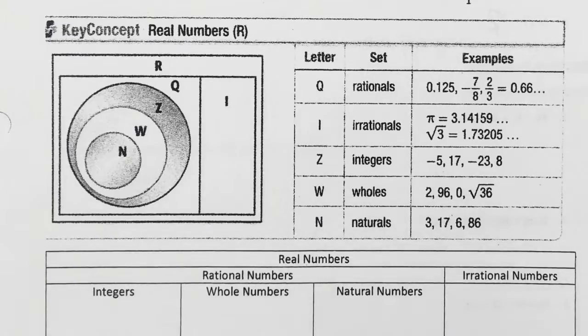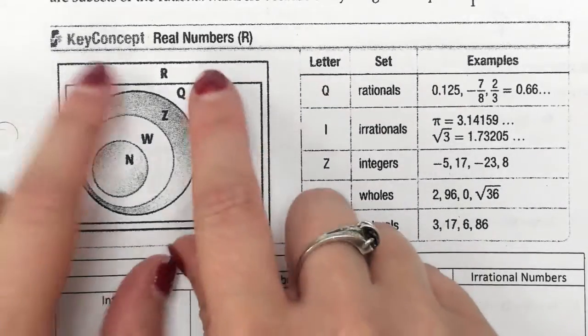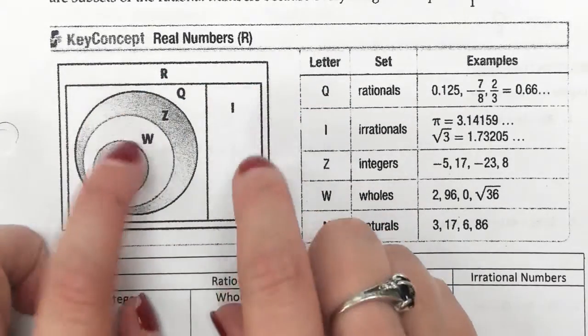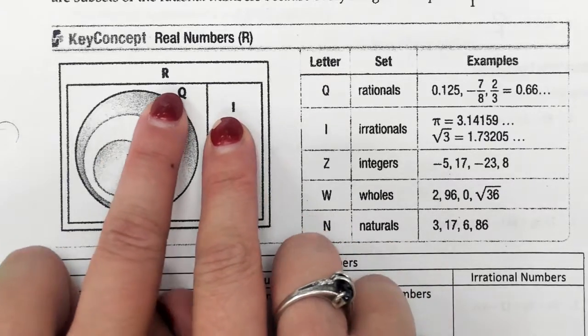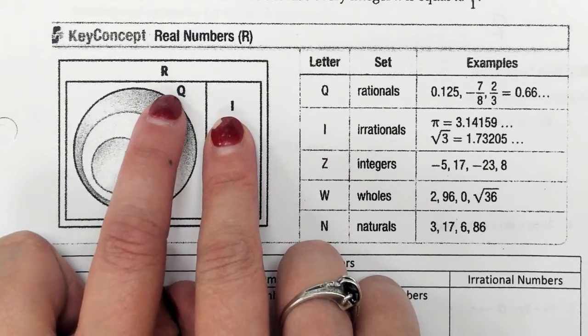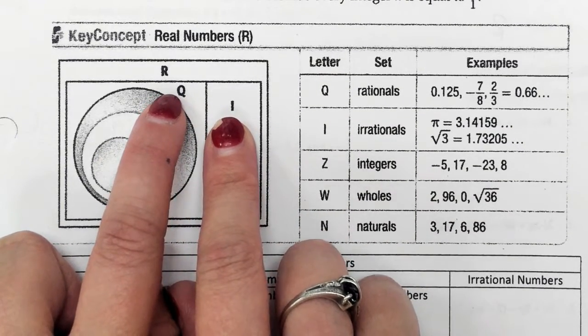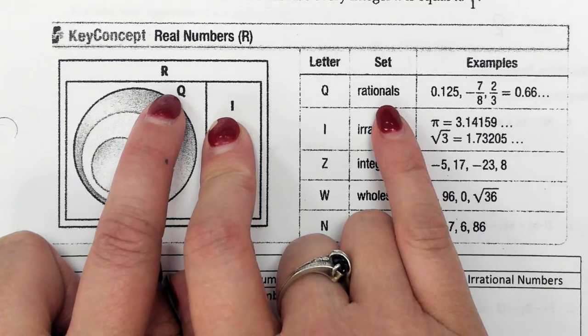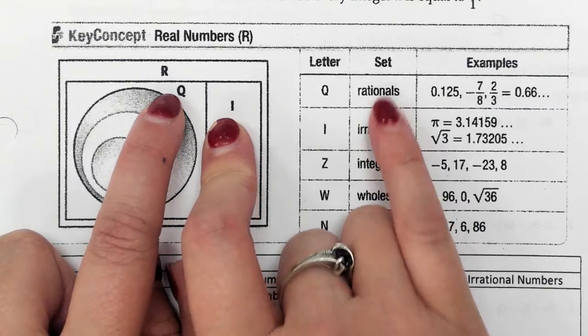All right. Okay, so then the big box gets split into 2 boxes, right? And you have which 2 classifications? Rational and irrational. How'd you know that Q stood for rational? It says it right there in the box, right? Okay. So we got rational and irrational.